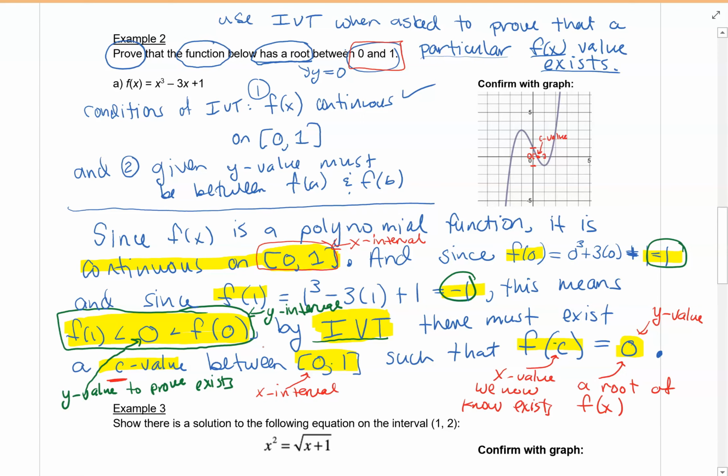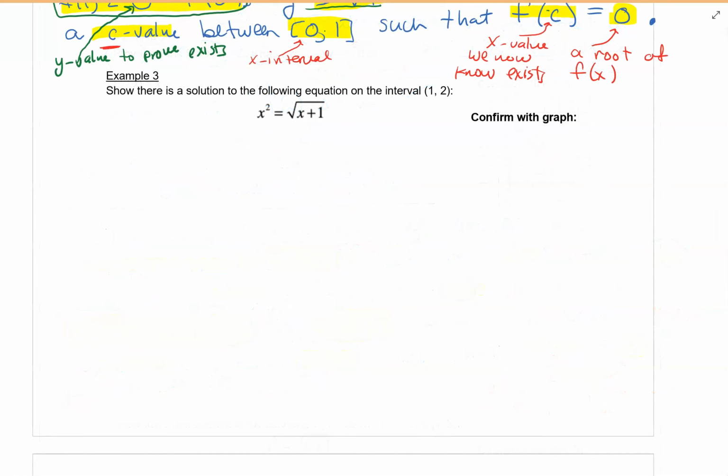Okay, I'm going to show you one more of these, and then I'll have you try one. Now in example 3, it's even more vague. Show there is a solution. That's pretty vague. Show there is a solution to the following equation on the interval 1 to 2. This often really throws students for a loop because they start trying to solve this equation, because that's usually what we do when we're asked to show a solution: we find it. But this is not saying find the solution. It's saying show there is one.